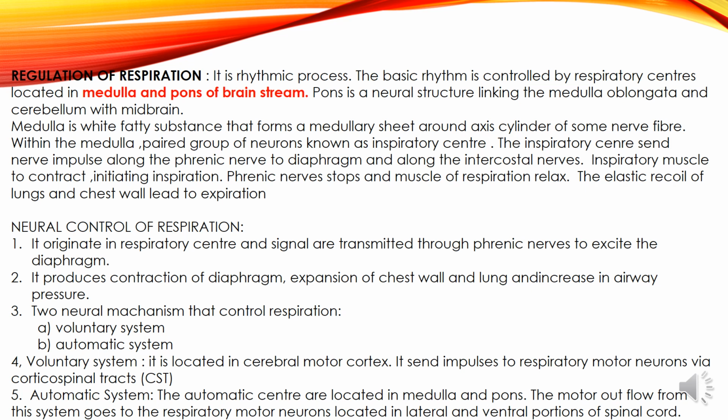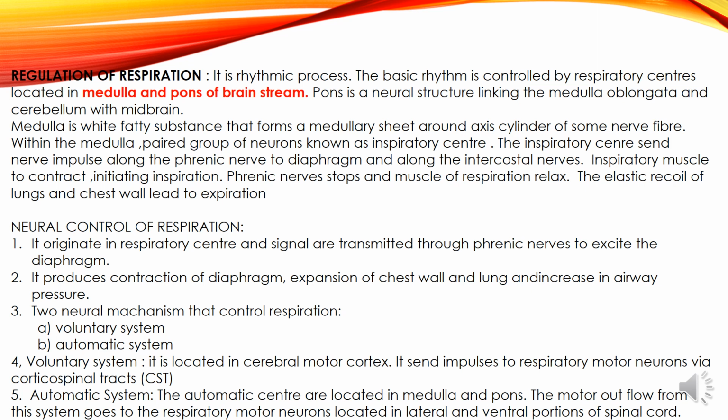And what are the neural controls of respiration? First point, you need to do it as per earlier discussions. You need to write in points so that the examiner knows that you know. If you write in paragraphs, it won't work. First, it originates in the respiratory center and signals are transmitted through the phrenic nerve to excite the diaphragm. Second, it produces contraction of the diaphragm.